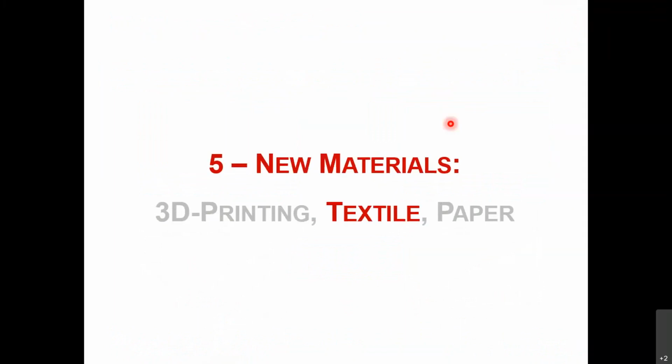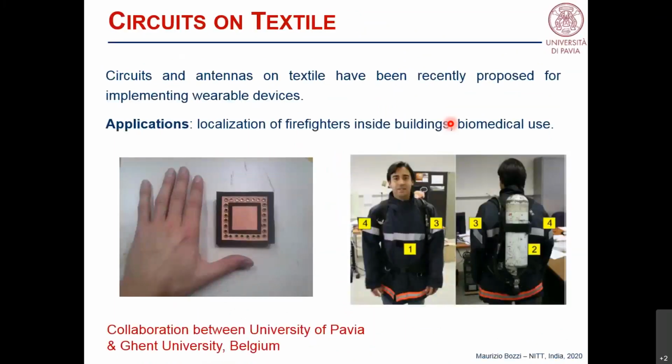If we consider textile material, we can do a lot of interesting structures. This is an activity we developed a few years ago in conjunction with the Ghent University in Belgium. And the reason to develop this structure was the need for localization systems for firefighters. So when a firefighter enters inside a building, there is no way to localize the person by using GPS. So it was needed to develop a localization system that could be easily integrated in the jacket of the firefighter.